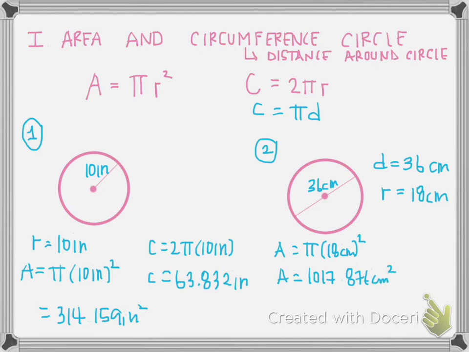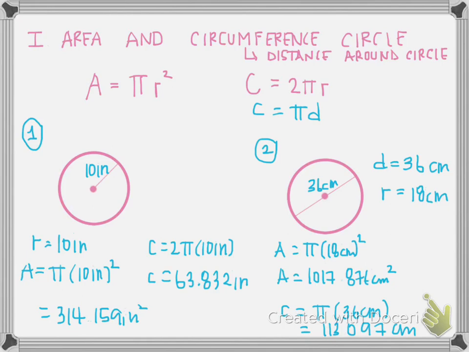And then the circumference here is going to be, now you know your radius, so you could either say 2 times pi times your radius, or you could just say pi times your diameter. So pi times your diameter, which is 36. So what's that? It's going to be 113.097 inches.